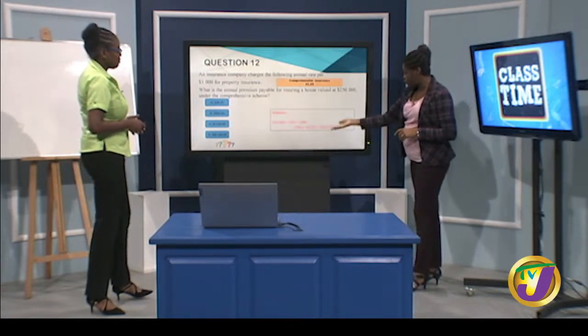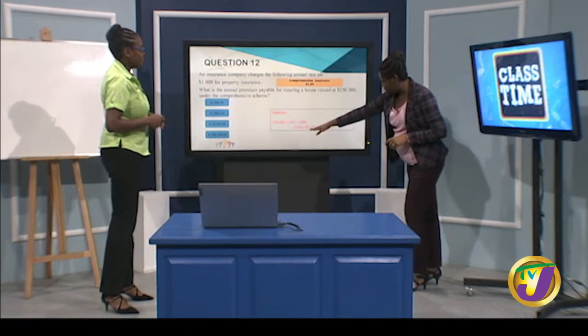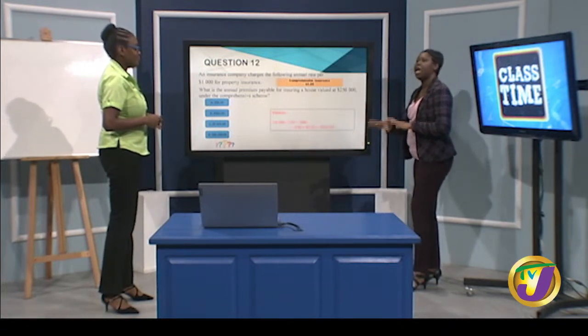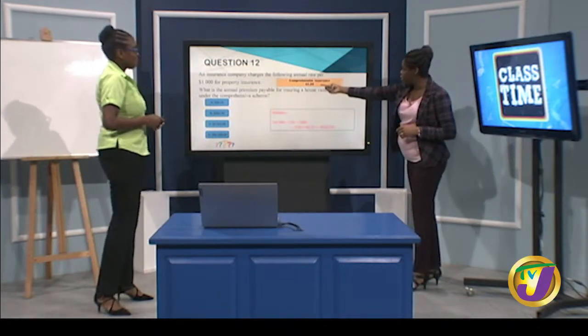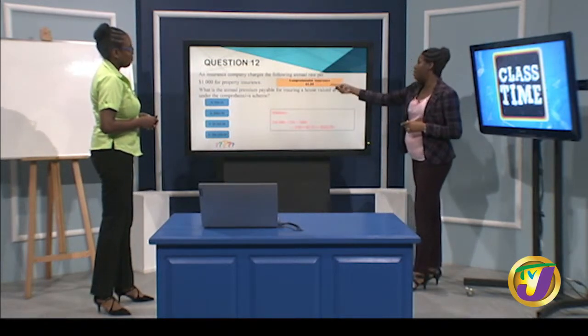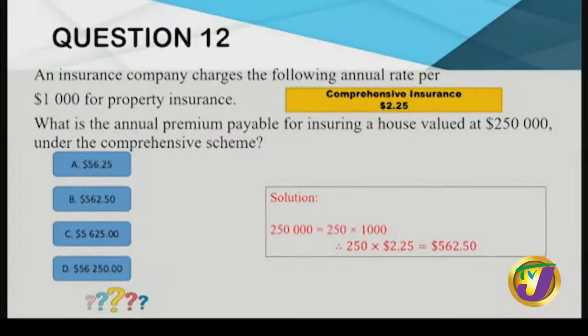All right, so there are 250 thousands in 250,000, and each of them is paid at a rate of $2.25. Multiplying that will give us $562.50. All right, before we move on, is there a quicker way for students to actually do this calculation?